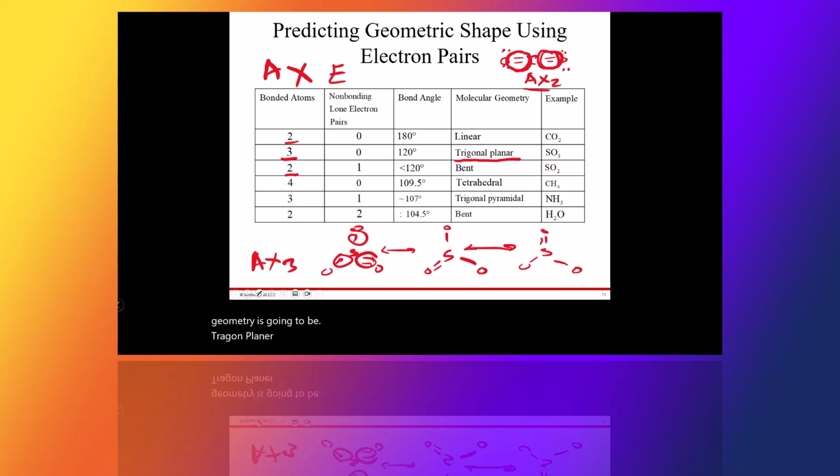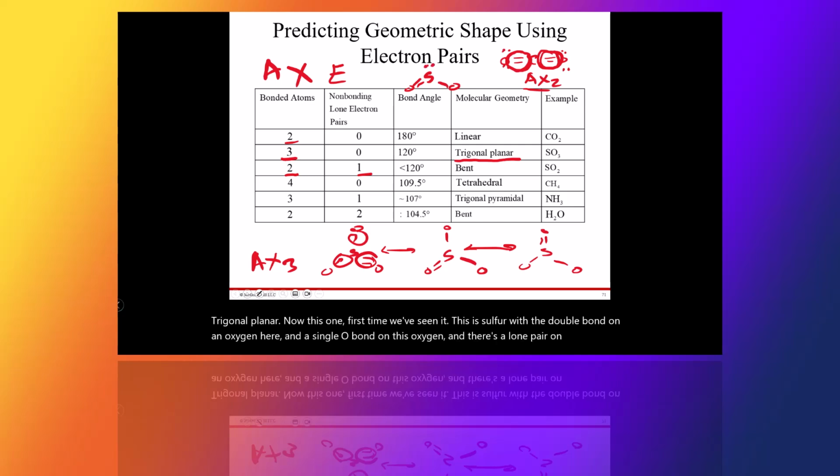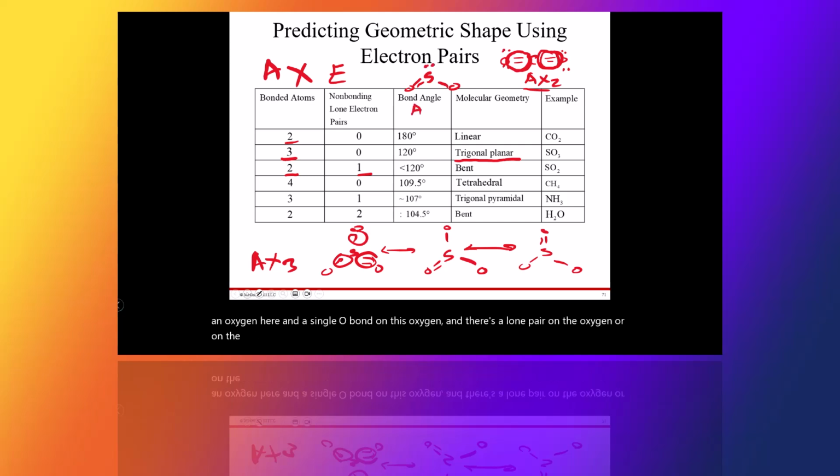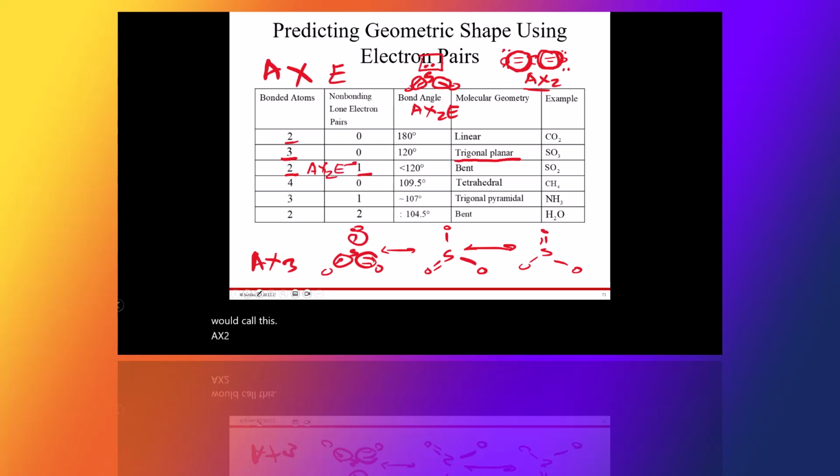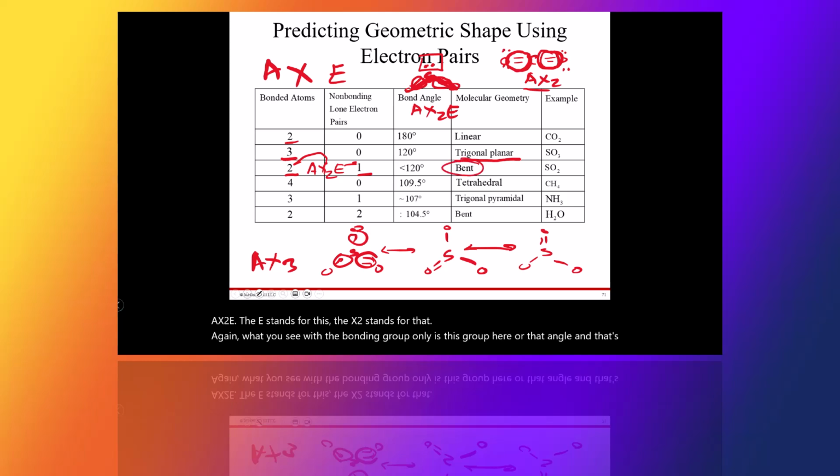Now, this one, first time we've seen it, is sulfur with a double bond to an oxygen here and a single bond to this oxygen, and there's a lone pair on the sulfur. So that's called AX2E. X is this, and E is this non-bonding group. The E stands for this, the X2 stands for that. And again, what you see with the bonding groups only is this group here, or that angle, and that's called bent. Again, this part up here is invisible.